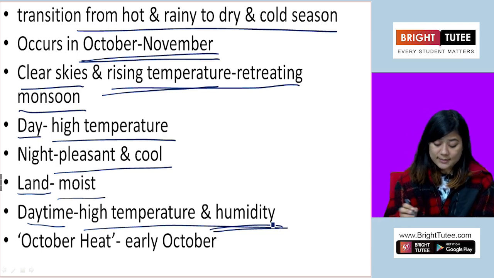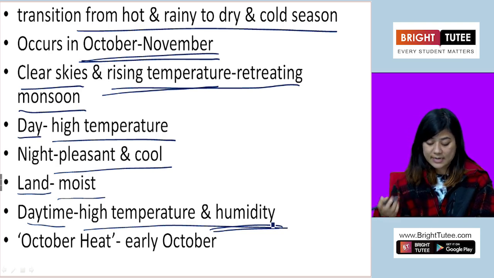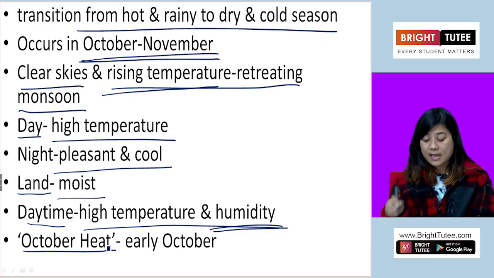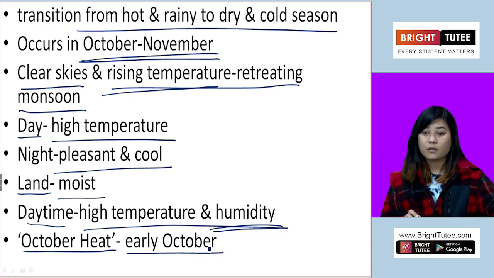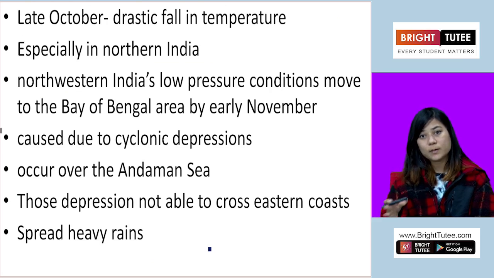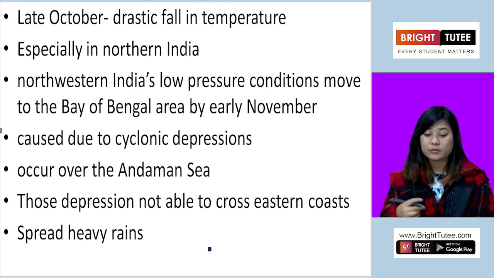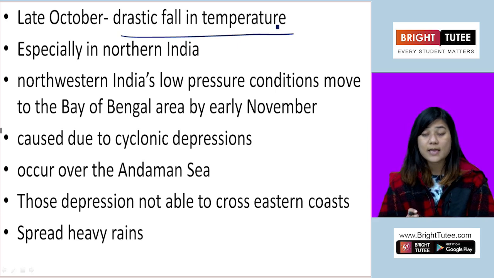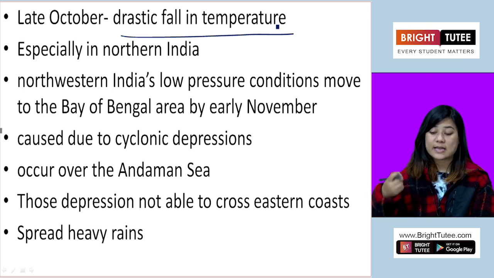Because it is hot during the day and cool during the night, this is called October heat, and that is experienced during early October. But by late October it is no longer that hot, and no longer that pleasant or cool in the night, because there is a drastic fall in the temperature by late October. And that drastic fall in the temperature is more in the northern part of India than in the peninsular part of India.